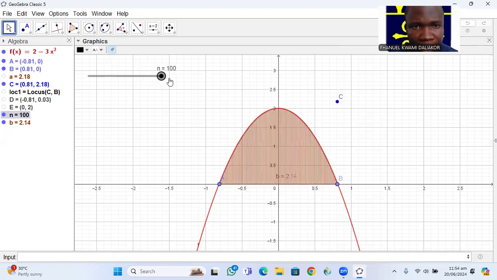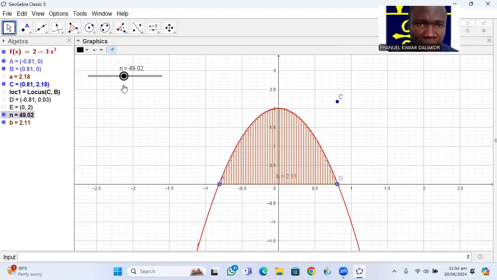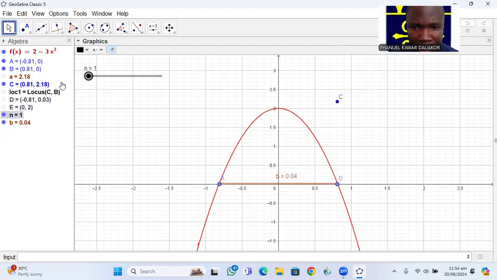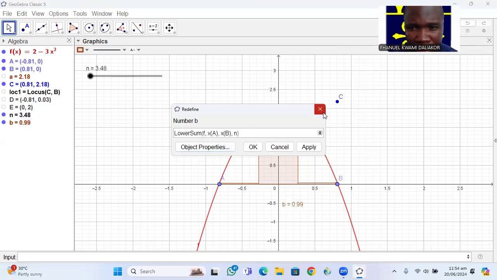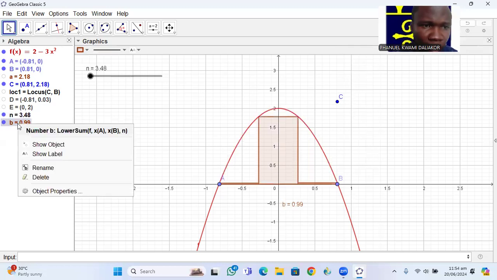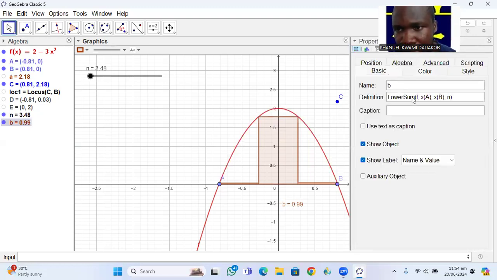So let's increase it and see what happened. Wow, see that these 100 rectangles are under the curve. From here we can still rename it. So go to object properties, go to basic, type, copy, go to this side, paste it here. To name that value our lower sum.